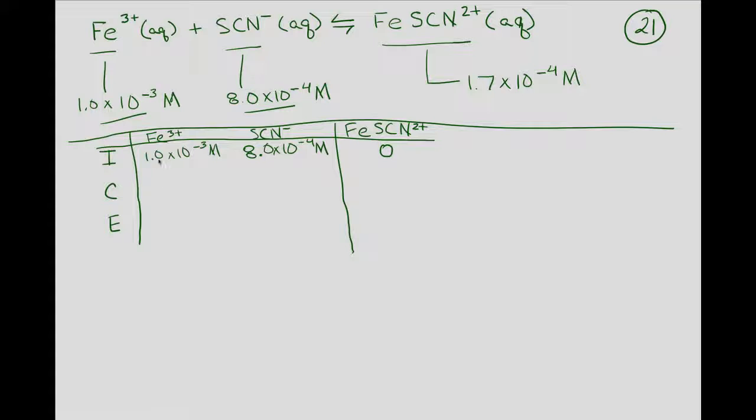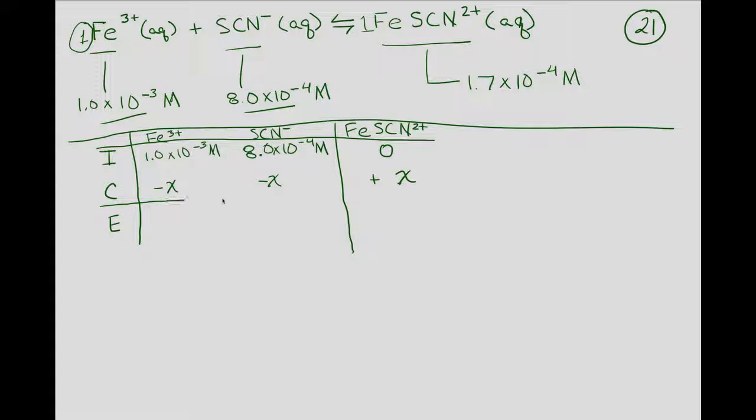Now, the change for Fe3 plus, notice there's no coefficient, which means it's just a 1. So it's a minus, so minus 1x, which is just minus x. For SCN, over here, it's the exact same thing. It's a minus x. And for FeSCN2 plus, here, it gains just 1 also. So this one becomes positive since it's a product. So that's positive 1x, and I guess you don't really need that one there.